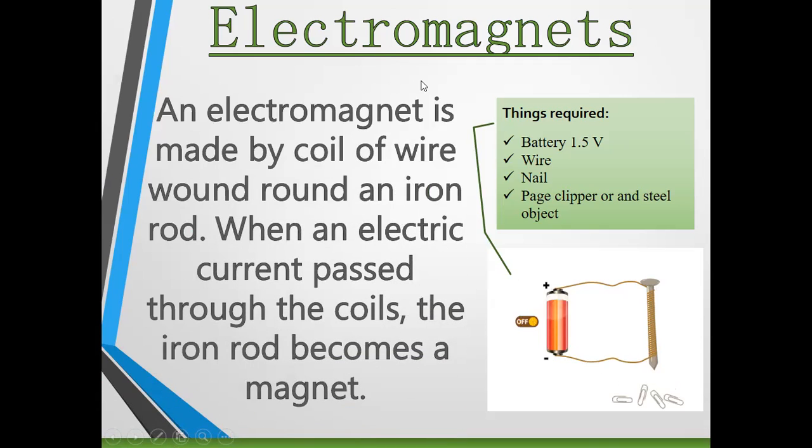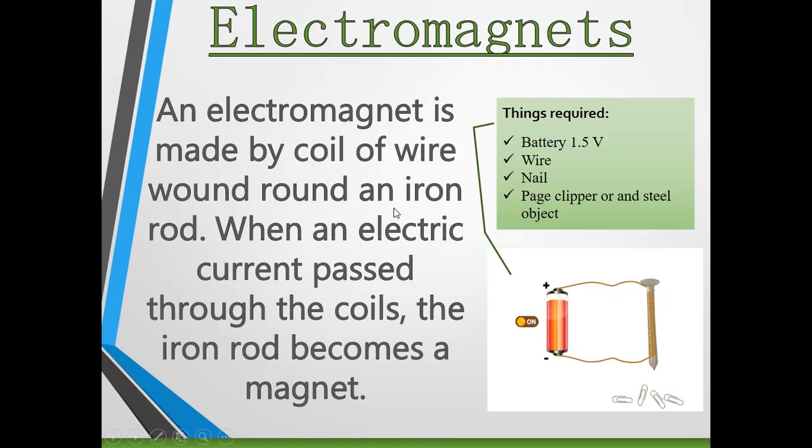So what is actually an electromagnet, students? It is made by a coil of wire wound round an iron rod, here taken as a nail. When an electric current passes, meaning when we connect it with the battery, the electric current passes through the coils and that iron rod or nail behaves like a magnet and becomes a magnet.